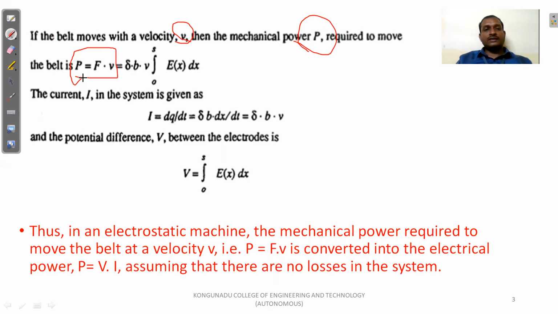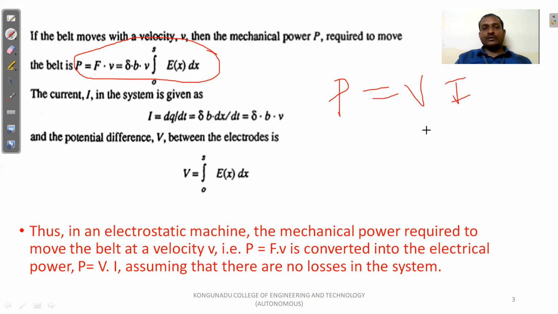If you apply the force equation in this power equation, the force we already discussed is the integral from 0 to S of del b E of x into dx. So this equation becomes del b into velocity into the integral from 0 to S of E of x into dx. This is the power required to move the belt from 0 to S. So this is mechanical power. This mechanical power is converted into electrical power, that is power is equal to VI.